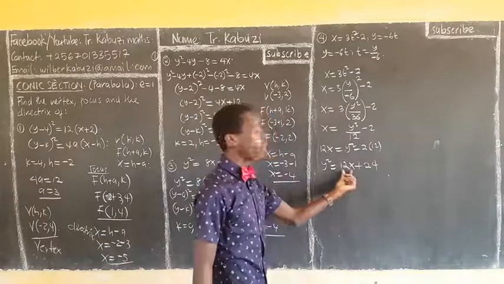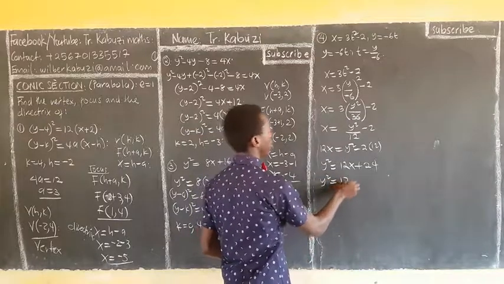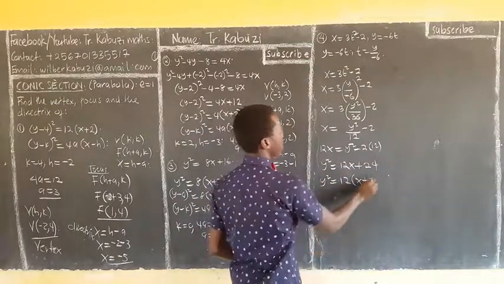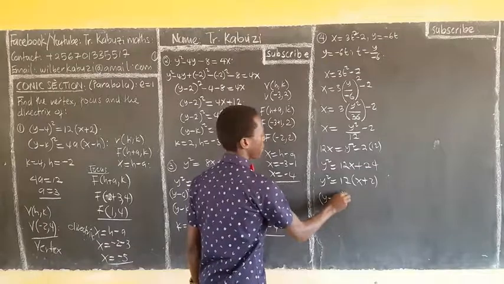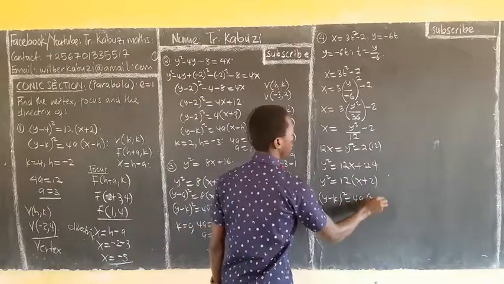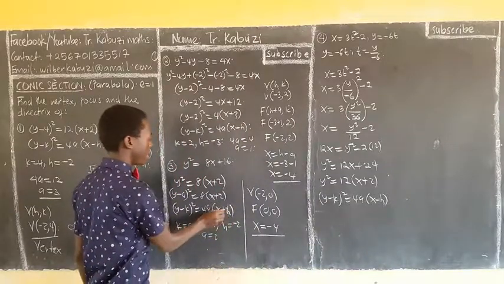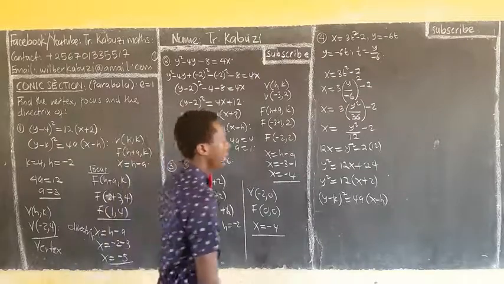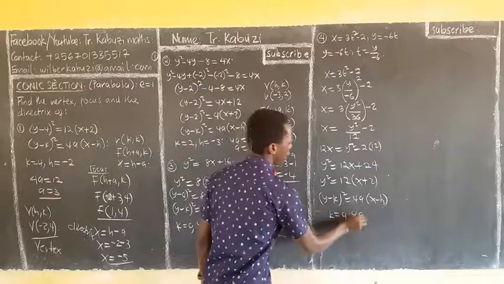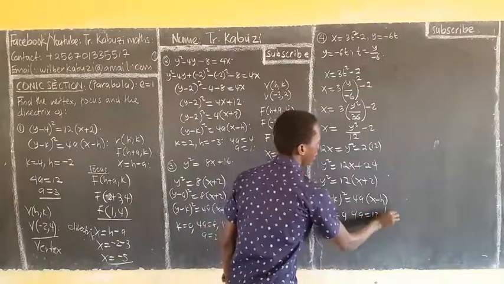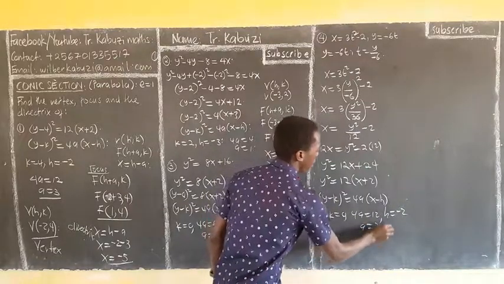When I take this side, it's going to be plus 24. So see that the coefficient of x is not 1. Factorize that out. My y squared will be 12 into x plus 2, so that we can compare it now with y minus k, the whole square, equal to 4a into x minus h. So if you compare, our k is 0, our 4a is 12, and our h is negative 2. So from here I see that my a is 3.